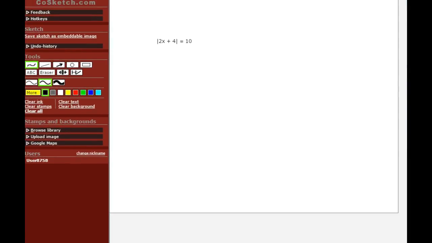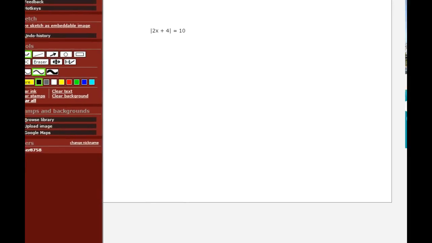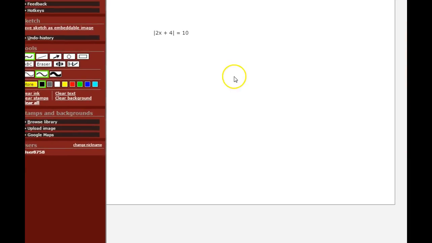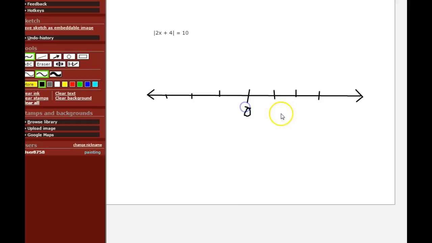I'm in cosketch.com, and it's a free website, so you're welcome to use that anytime. We're not going to solve this exact problem, but we're going to do something similar to show you what it is all about. First, I'm going to draw a very rough number line and discuss what absolute value is so we know once and for all. I'm going to put 0, 1, 2, 3. This is our number line, and it is pretty sketchy, but that's okay.